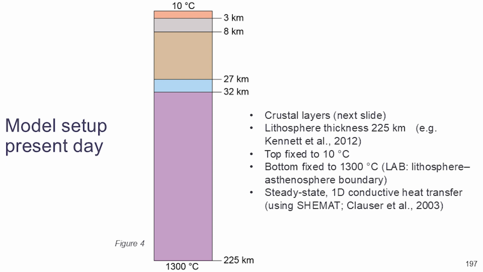The top of the model was fixed at 10 degrees Celsius, and the bottom of the model, which is the LAB boundary, for the modern day was fixed at 1300 degrees. Now I did some sensitivity testing on this, so if that varies by 100 degrees, it actually doesn't change the thermal structure that we see in the crust. So even though this value is uncertain, especially as we go through time, it actually doesn't really matter.